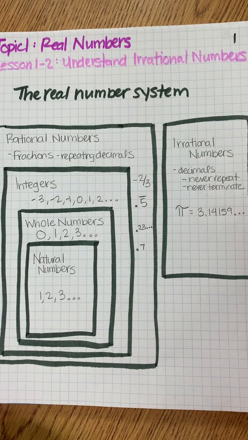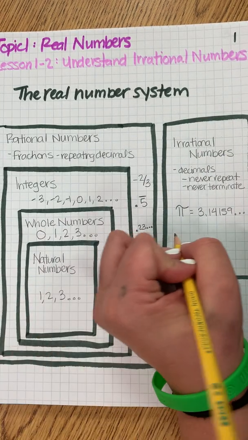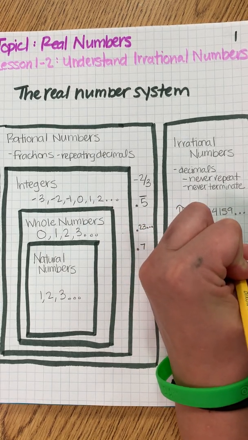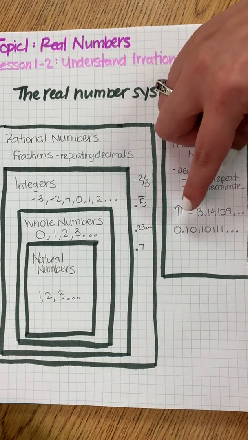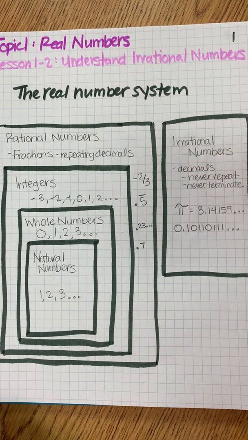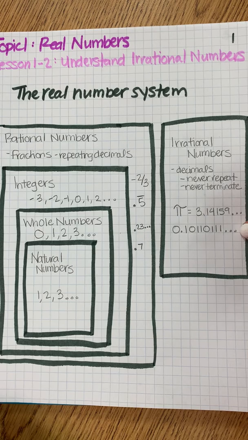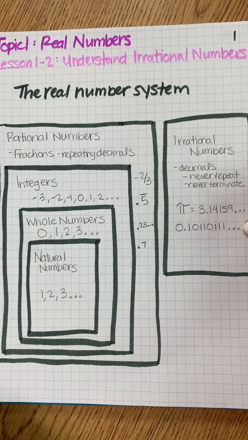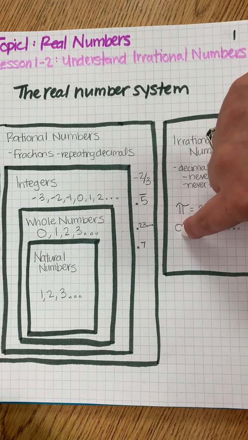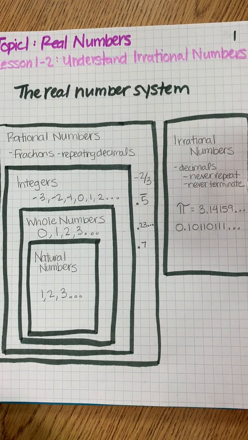That's an irrational number. We also have other patterns that might show up. We have patterns like this one over here that shows 1 0, 1 1 0, 1 1 1 0. That will go on forever because of this ellipsis, the 3 dots. So that is a pattern. We know how it's going to continue, but it does not repeat actual numbers. It repeats the pattern and it never ends.